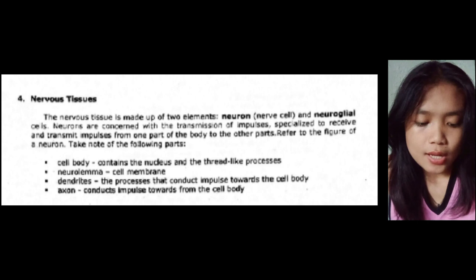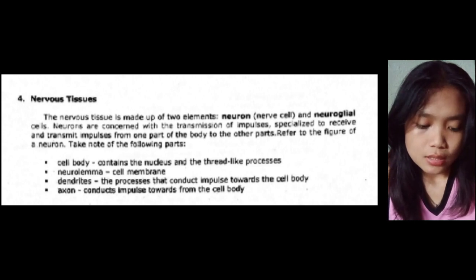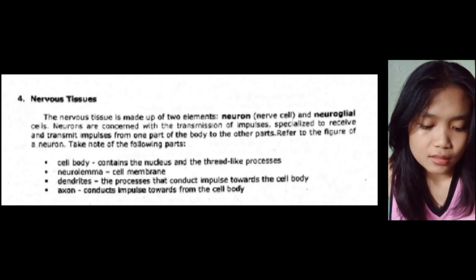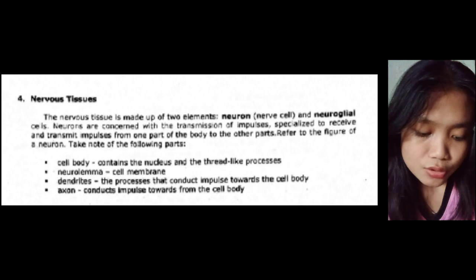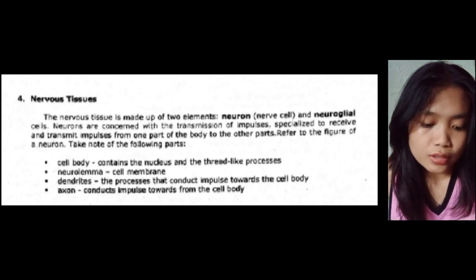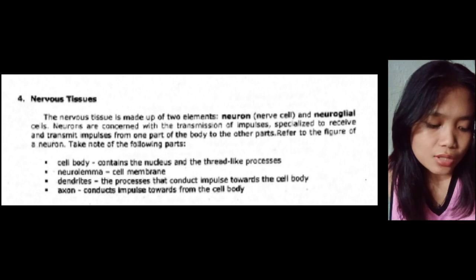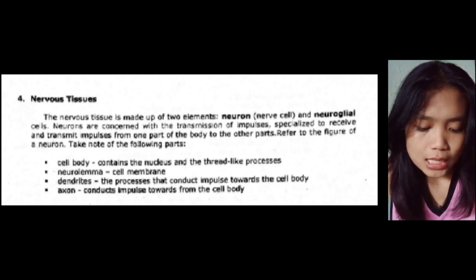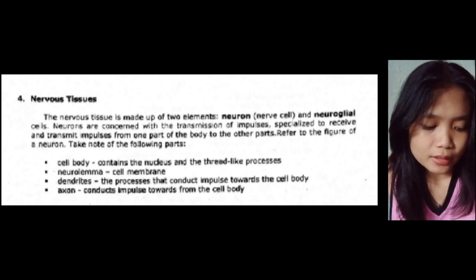Then number 4, nervous tissues. The nervous tissue is made up of two elements, neurons or nerve cells, and neuroglial cells. Neurons are concerned with the transmission of impulses, specialized to receive and transmit an impulse from one part of the body to the other parts.